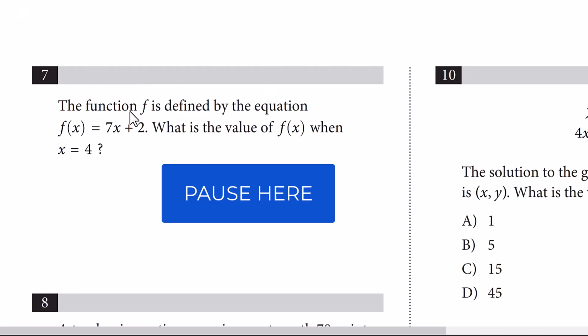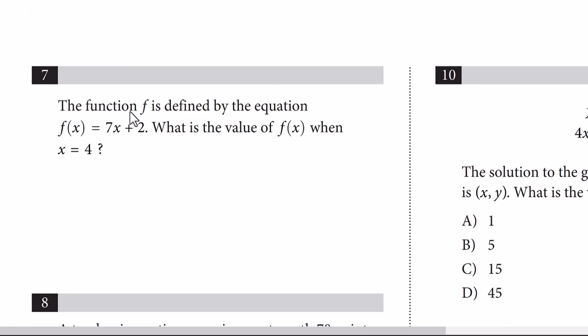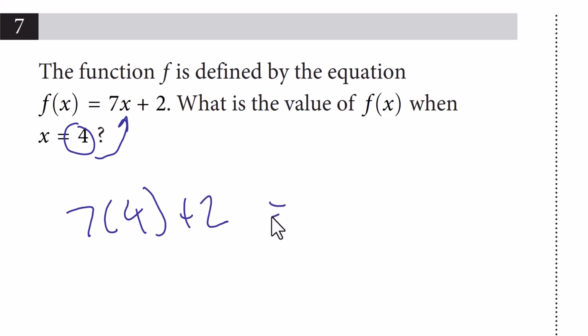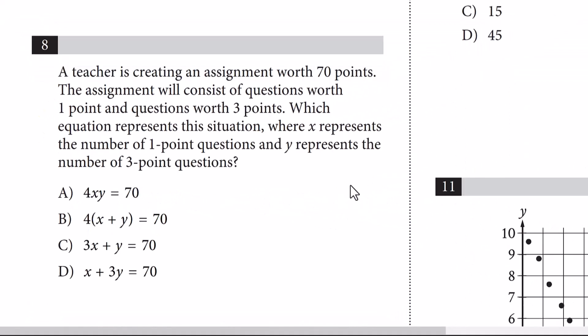Question number 7. Go ahead and pause the video and try to solve this. So this one's really straightforward. What you're going to do is go ahead and just plug the 4 right in there. So 7 times 4 plus 2, that's going to get you 28 plus 2, which is 30. Nice and straightforward.